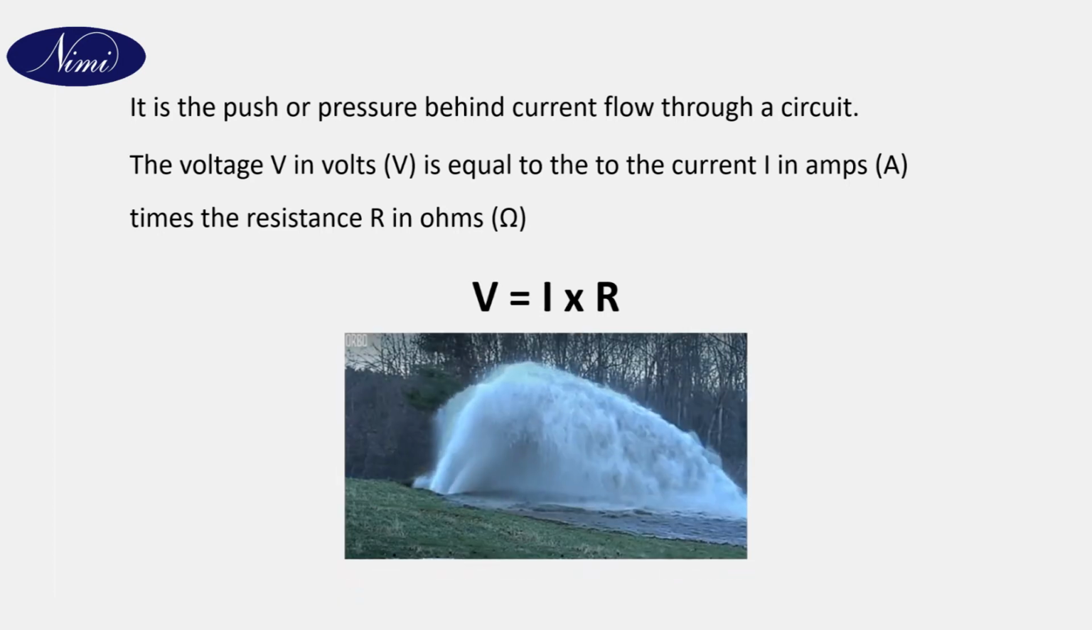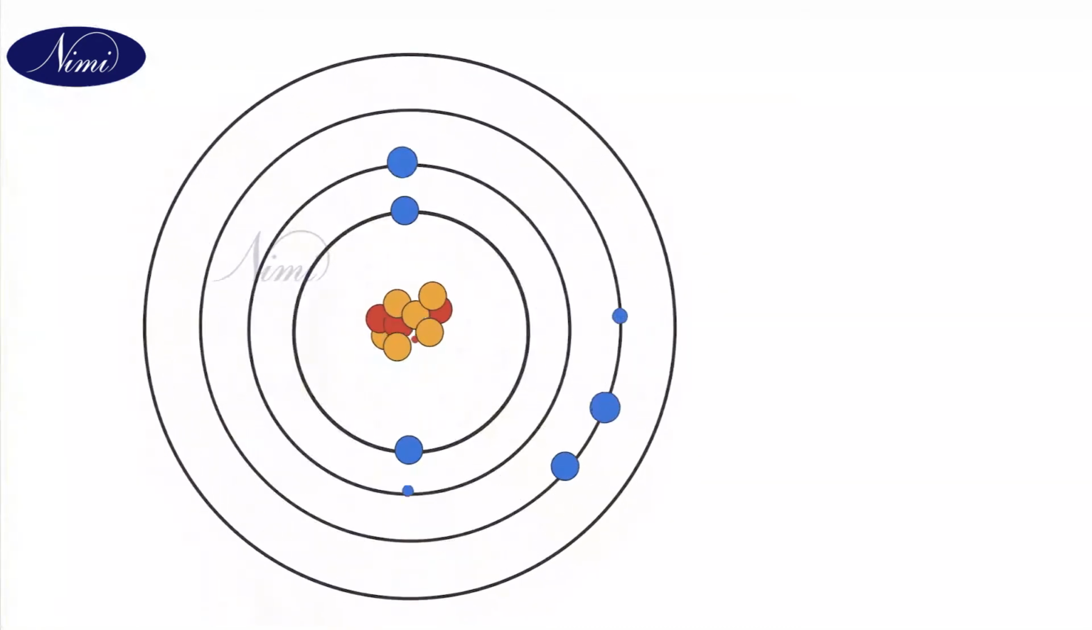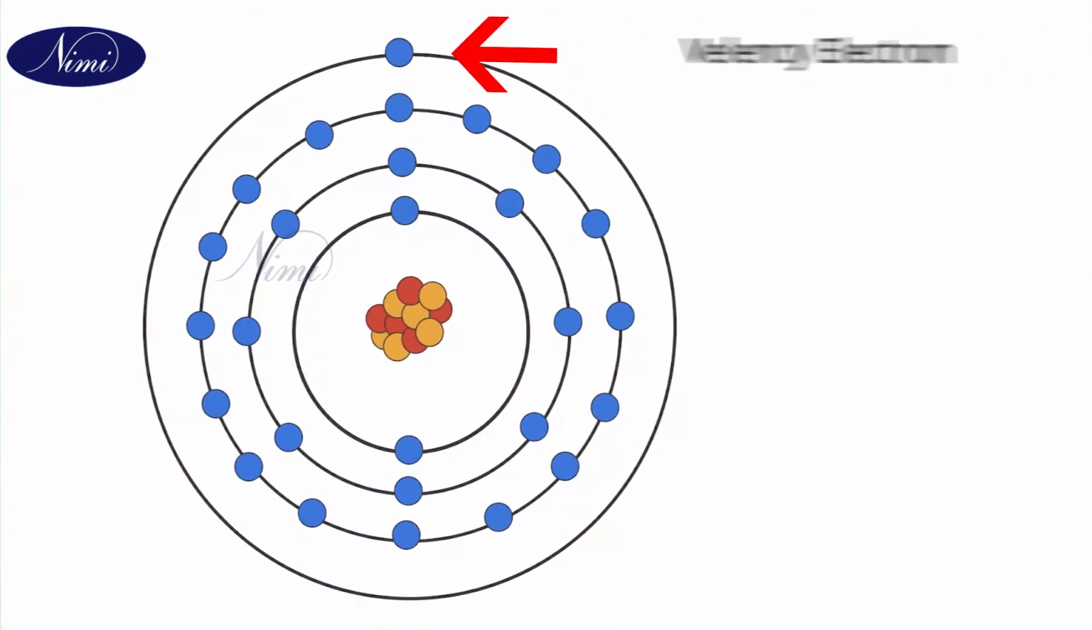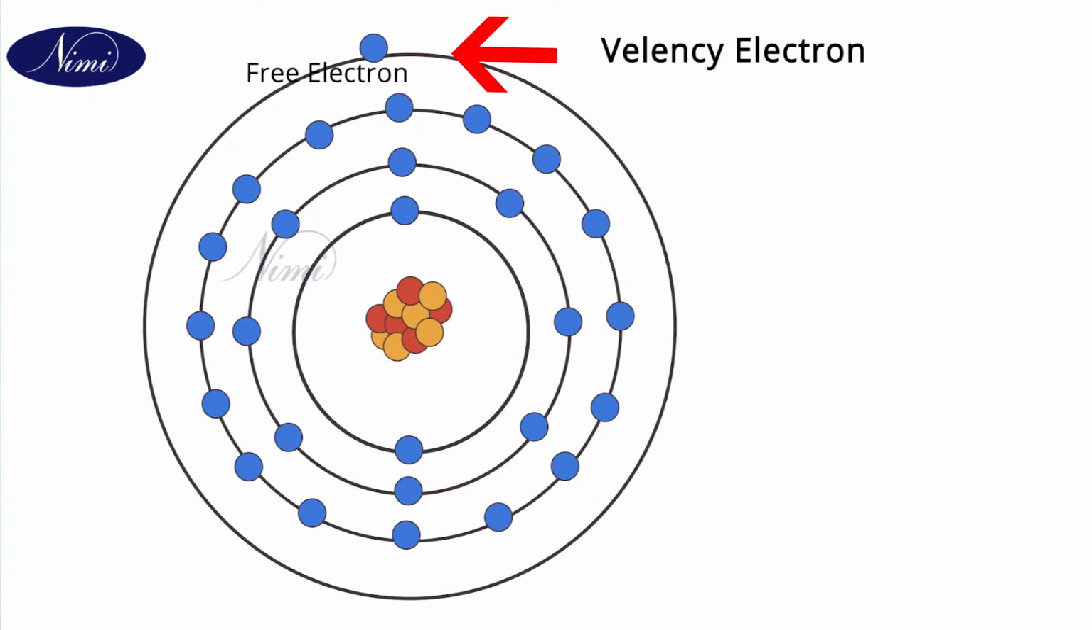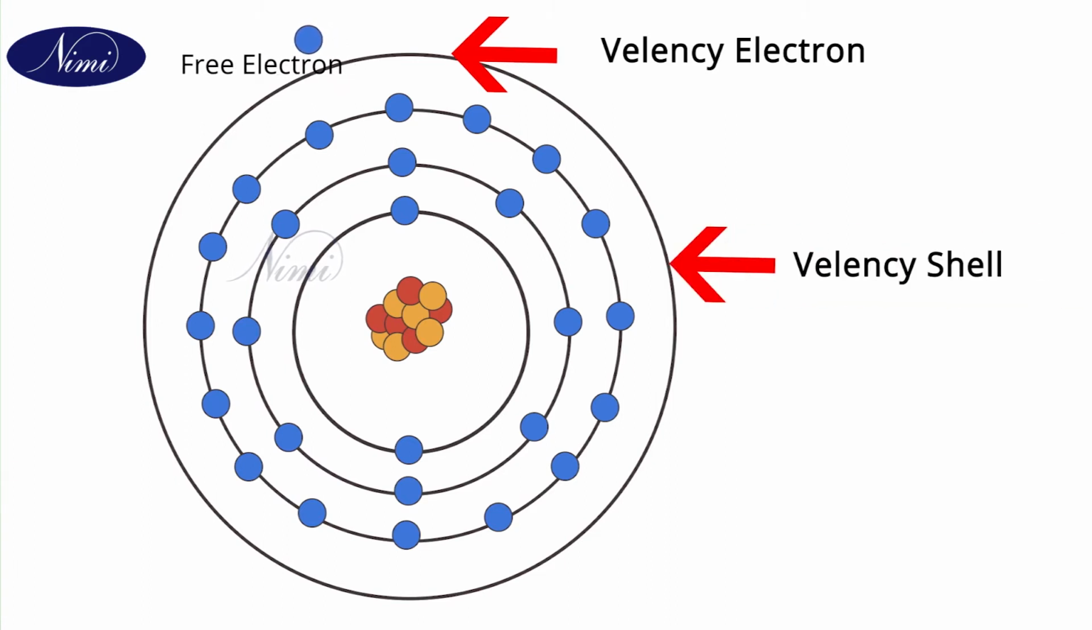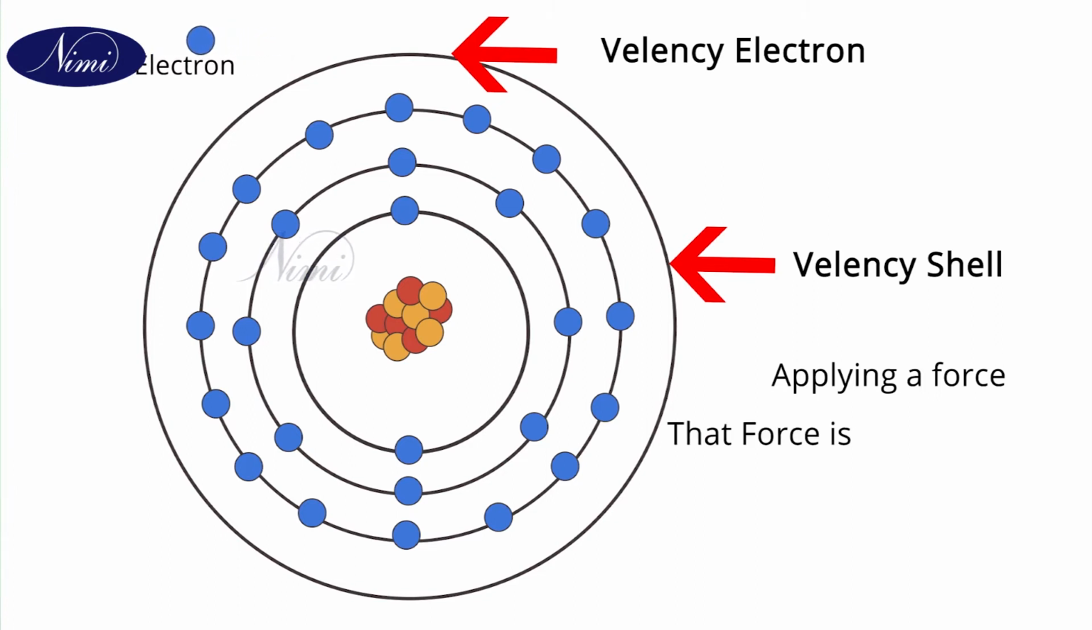Here, as we can see, the water is flowing as it is because of a pressure applied to it. Now, if we consider water as current, then the pressure applied to it is the voltage. The electron in the outermost shell, that is the valency electron, becomes a free electron when it is removed from the valency shell to pass through the circuit by applying a force. That force is called voltage or EMF.